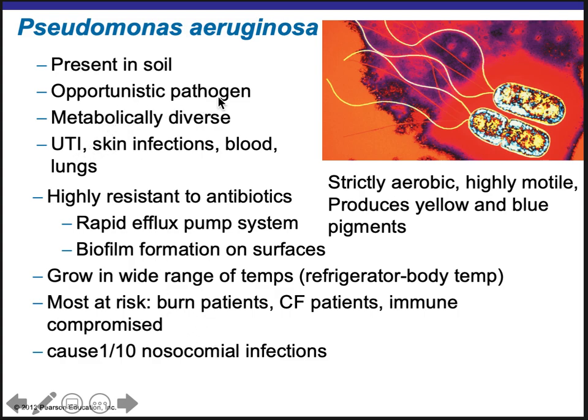Okay, this is an opportunistic pathogen that can pretty much infect any tissue that it gets access to. So it can cause a urinary tract infection, and in hospitals, if you're on a urinary catheter, you have a great risk of developing a UTI. Skin infections, if it gets in the blood, it can also infect the blood and the lungs, right?